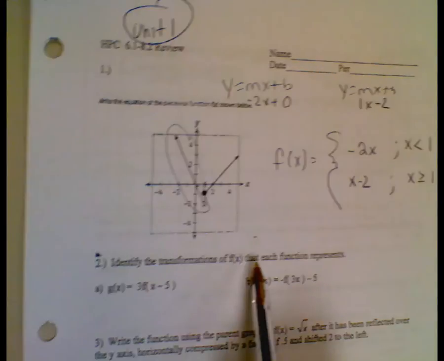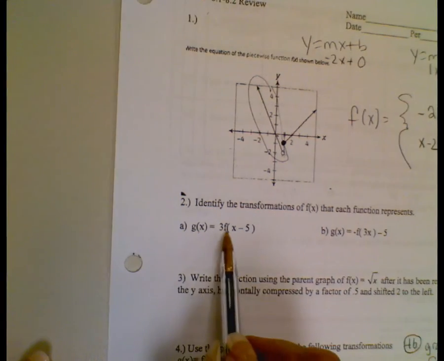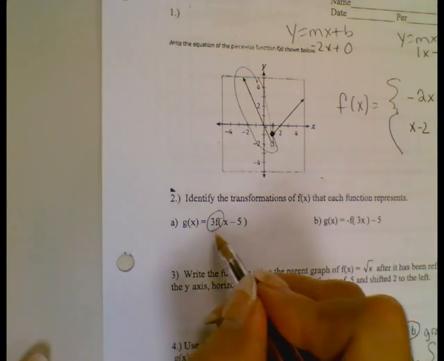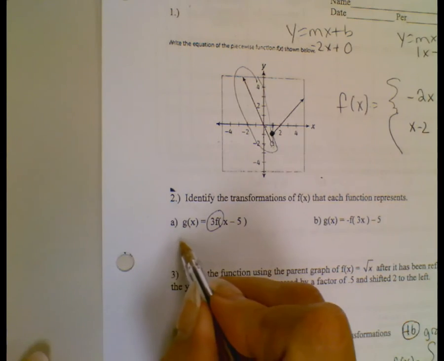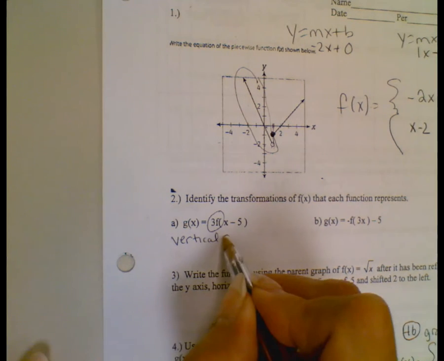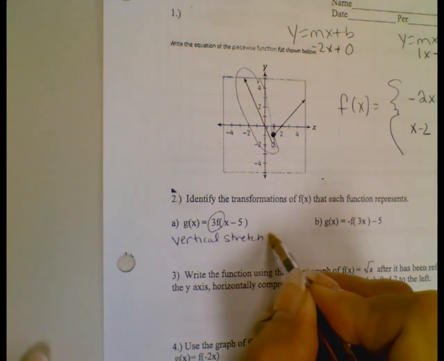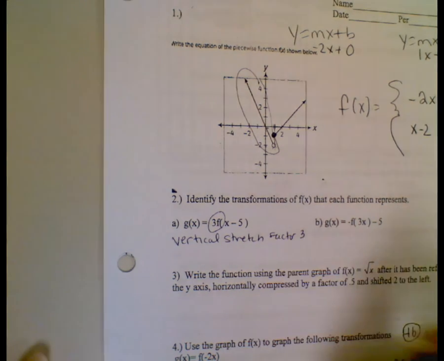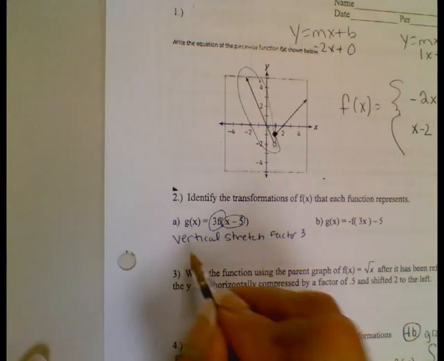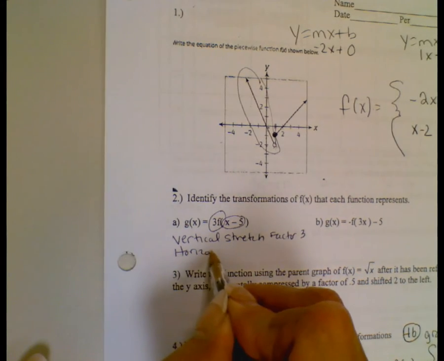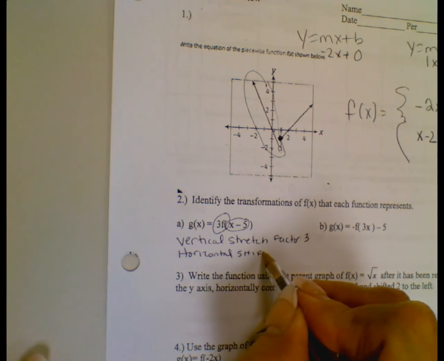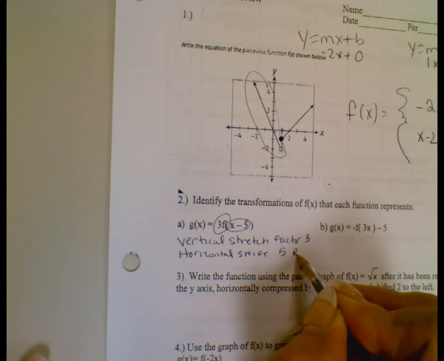Identify the transformations of f of x. So this is what you have. So what's being done first? If you have a 3 on the outside of something, 3 being multiplied on the outside, anytime it's on the outside, you mention the word vertical. So you'd say vertical stretch, factor of 3. If it's on the inside with x, you should mention horizontal. Now this is a horizontal shift 5 to the right.